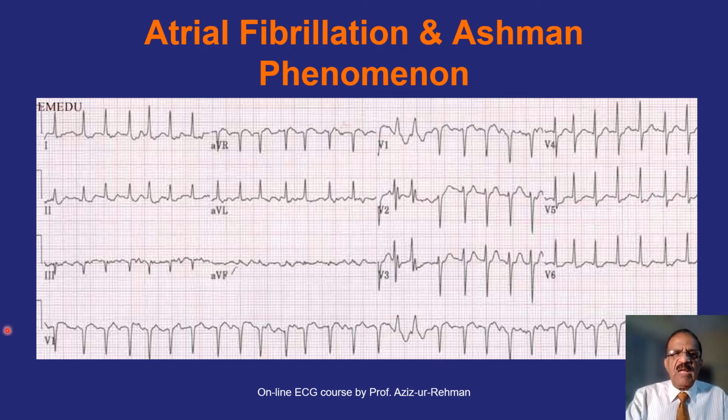So maybe this is Ashman phenomenon, or the patient has atrial fibrillation and there are some VPCs. So there may be some problem with the ventricle also. These may be ventricular depolarizations, but I think more likely these are supraventricular fibrillation waves conducted with a right bundle branch block pattern, indicating Ashman phenomenon.